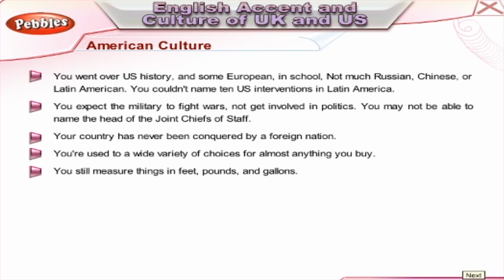Your country has never been conquered by a foreign nation. You're used to a wide variety of choices for almost anything you buy. You still measure things in feet, pounds, and gallons.